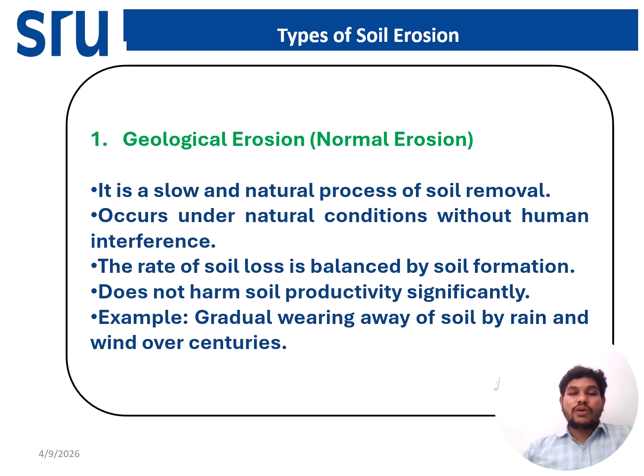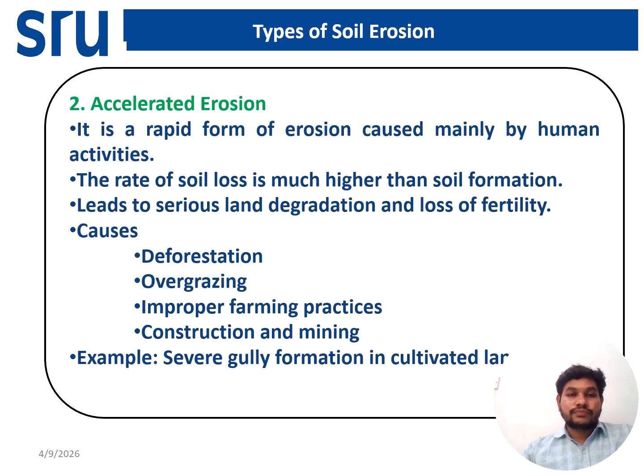Whatever erosion occurs, it occurs by natural processes like high rainfall, topography, or the absence of vegetation. These factors will be there for geological erosion. This is also called normal erosion because the rate of erosion is very low.